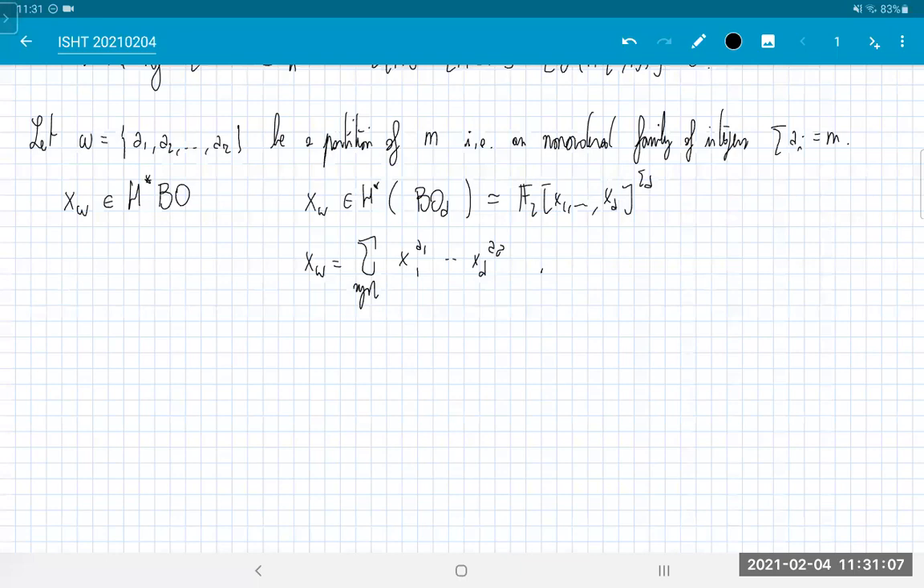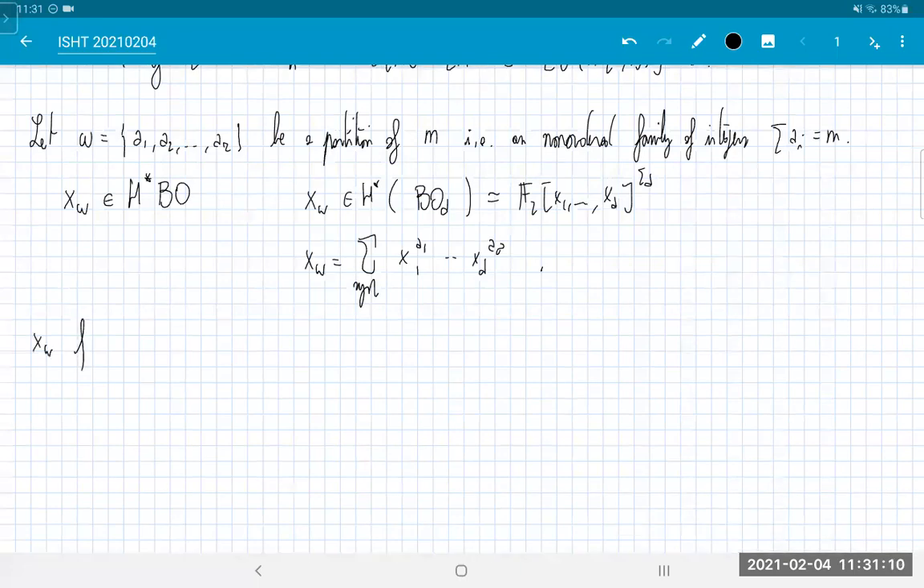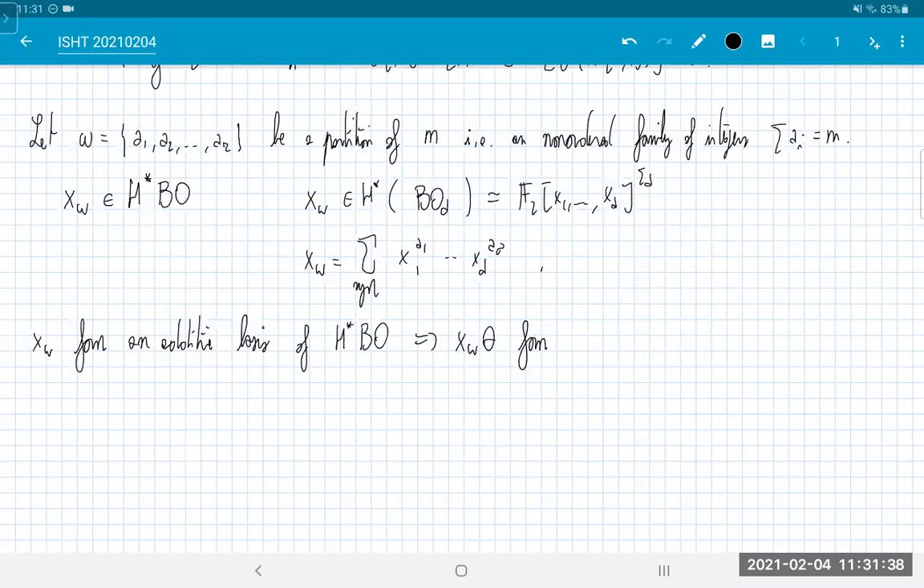Okay, you have these classes, and this X omega forms an additive basis of H star BO. These are basically a parametrization, a symmetrization, of all possible monomials. So, you know, an additive basis. Therefore, X omega theta form an additive basis for H star MO.